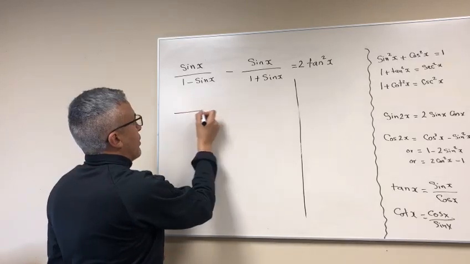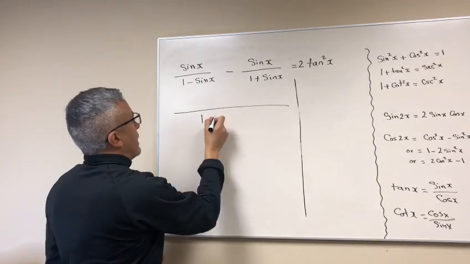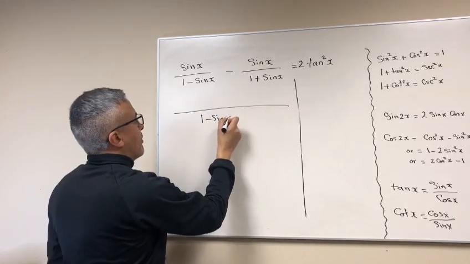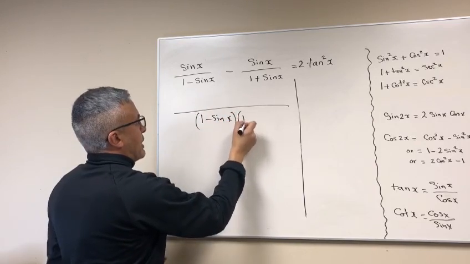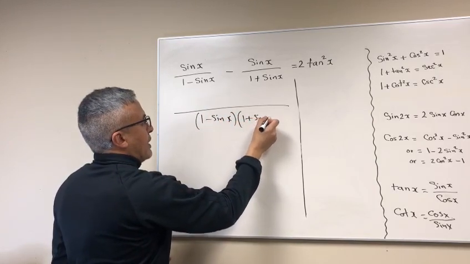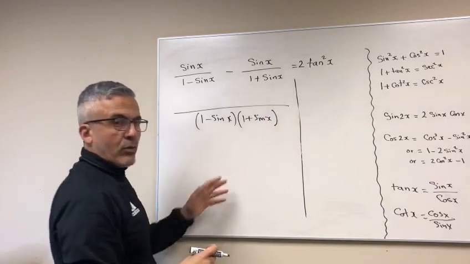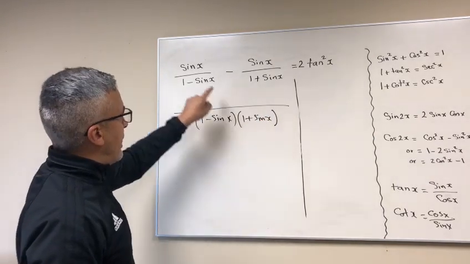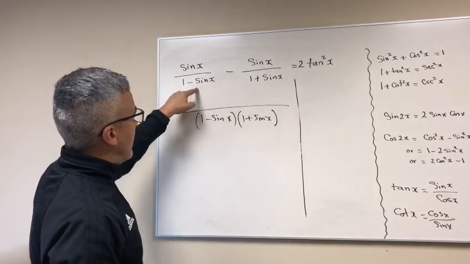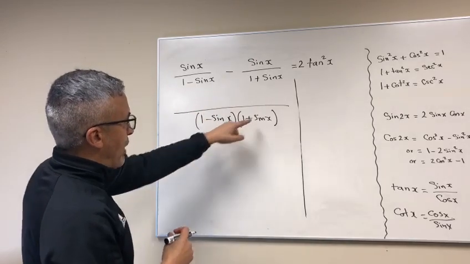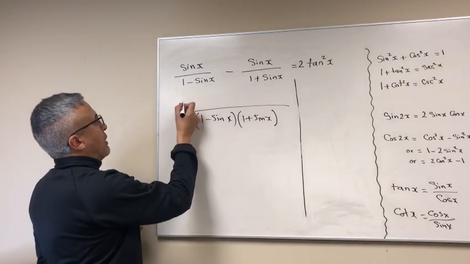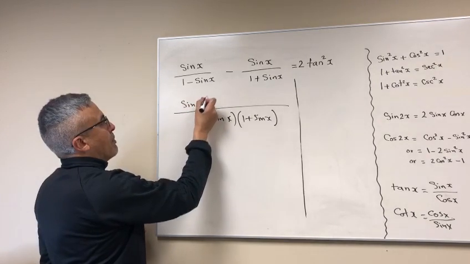So I'm just gonna put a long line, 1 minus sine x in one bracket, and 1 plus sine x in the other bracket. The way I do common denominator, I just take this, divide it into here. The 1 minus sine x will cancel with the 1 minus sine x, so I'm left with 1 plus sine x, and that's exactly what I have to multiply to the top.